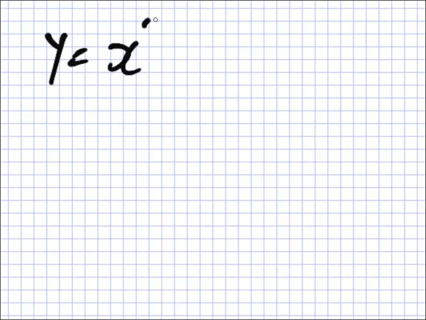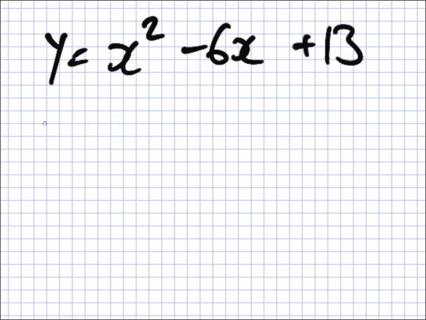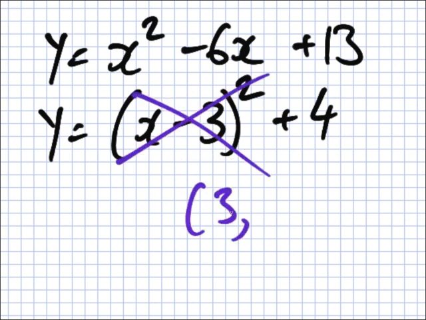Y equals x squared minus 6x plus 13. So the way it works is you have the middle number. So in that case it's minus 3 squared. And then the second number here is this minus the square of this. So 13 minus 9 is 4. And then to get the turning point, the vertex, what you do is you look at this and say, what value of x makes it 0? 3. And then if this is 0, what's the y? 4. That's the vertex.